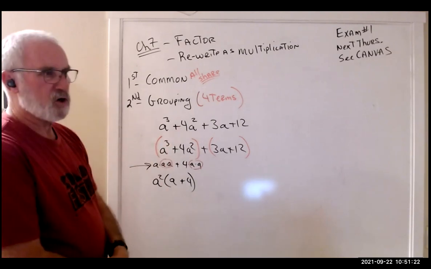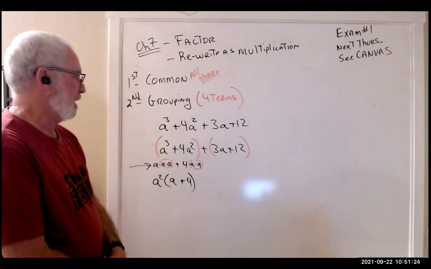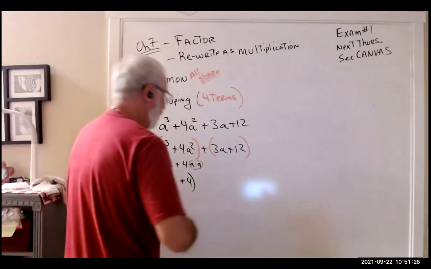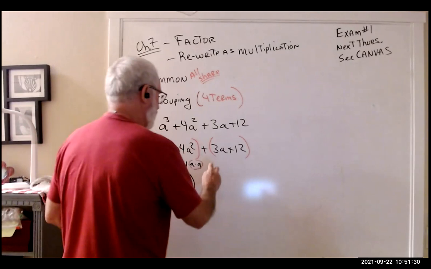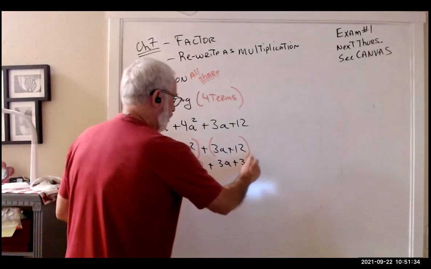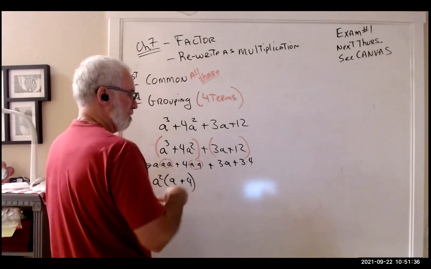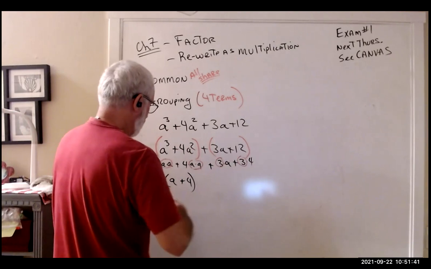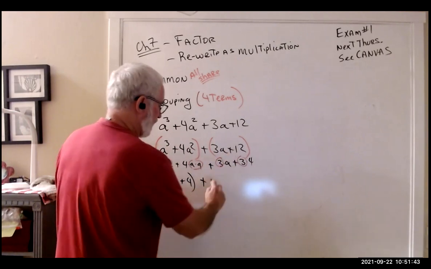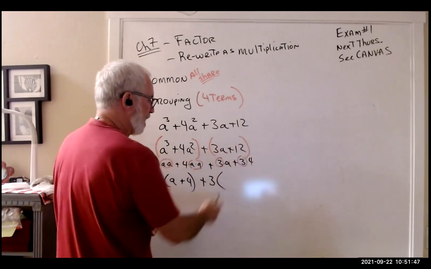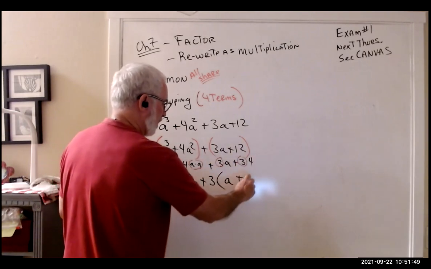Okay, now move over here. What do these have in common? Anybody want to take a shot? What do you think they have in common? 3. A 3, good. They have a 3 in common because this is 3 times A and this is 3 times 4. So they have a 3 in common. So I bring down the plus and I say they had a 3 in common. And what's left behind? An A plus a 4.